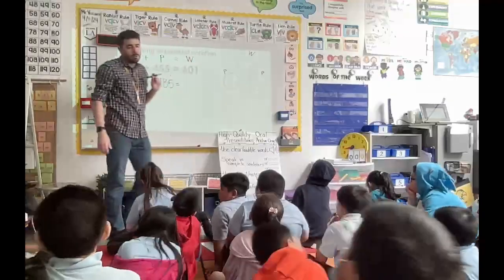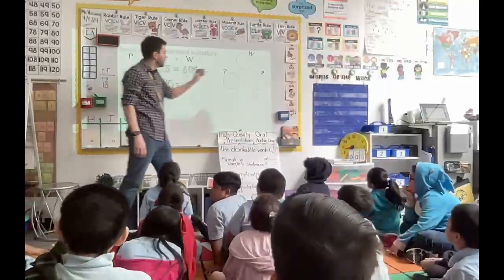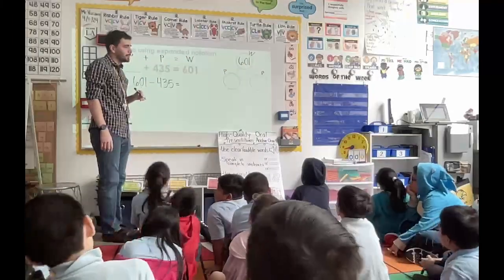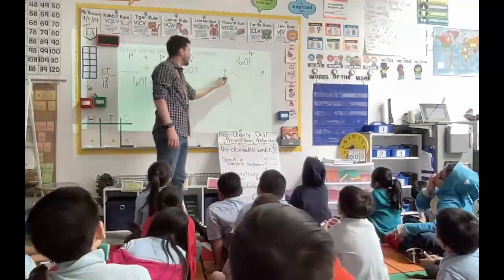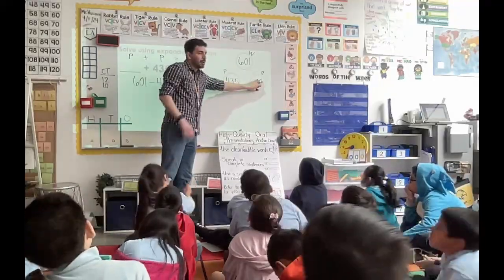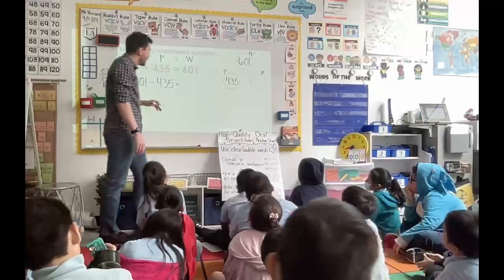Do I know my whole? Yes. What is it? 601. Do I know one of my parts? Yes. What is it? 435. Do I know this part? No. Not yet. So let's go ahead and figure that out.